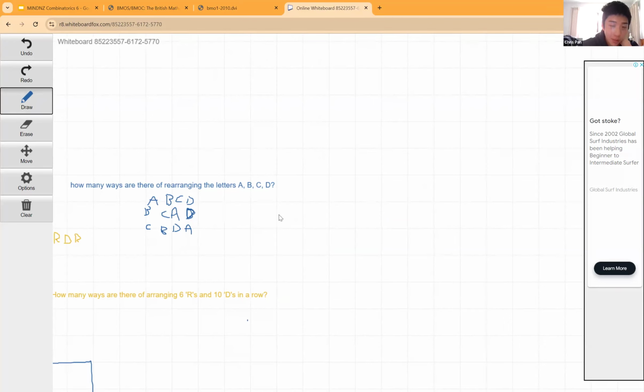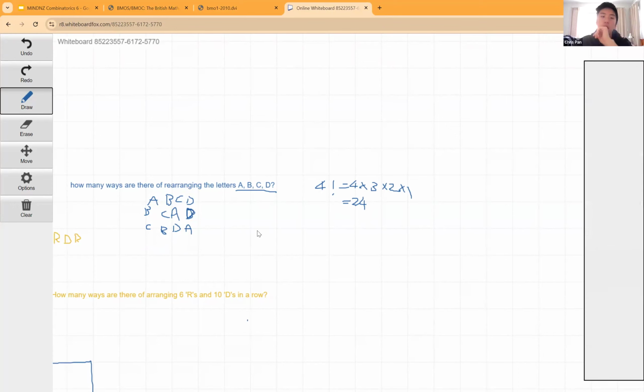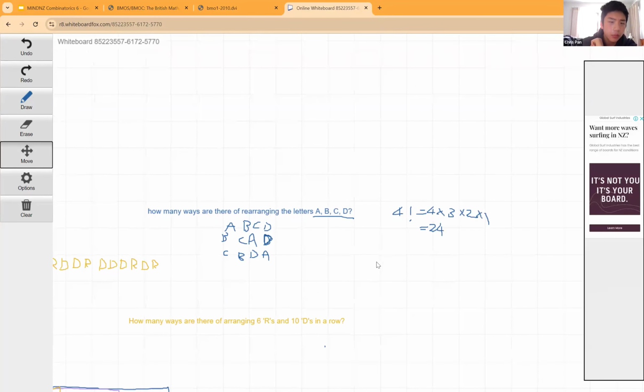But anyway, the answer for this question is, because there's four letters, 4 factorial, which is defined as the product of all the positive integers less than or equal to 4. So 4 times 3 times 2 times 1, which is 24. The reason is there are four choices for the first letter. Afterwards, there's 3 choices for the next letter, then 2 choices, then 1 choice. Multiplying all the choices together, you have 4 times 3 times 2 times 1, so 4 factorial is 24. So the answer for this one is 24.